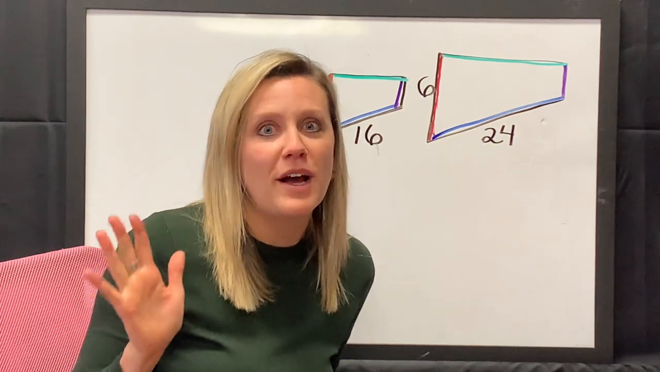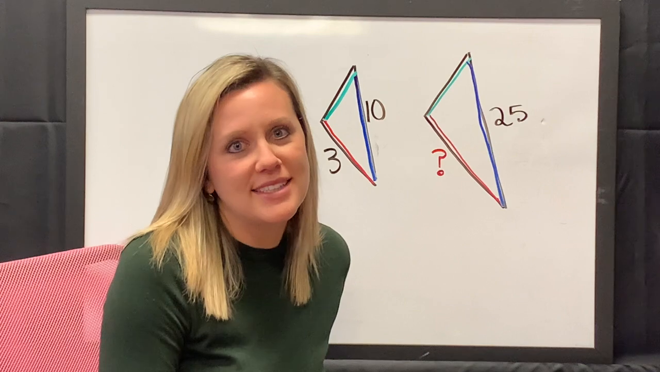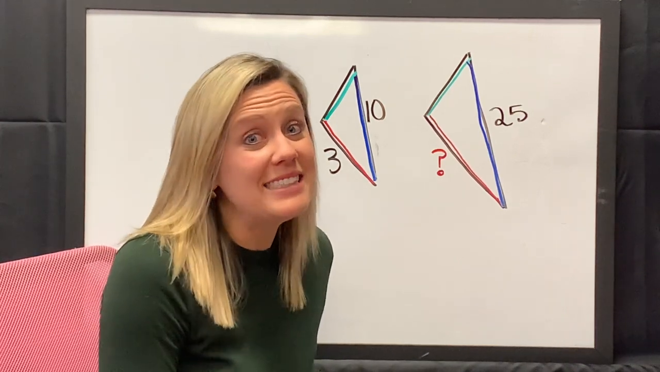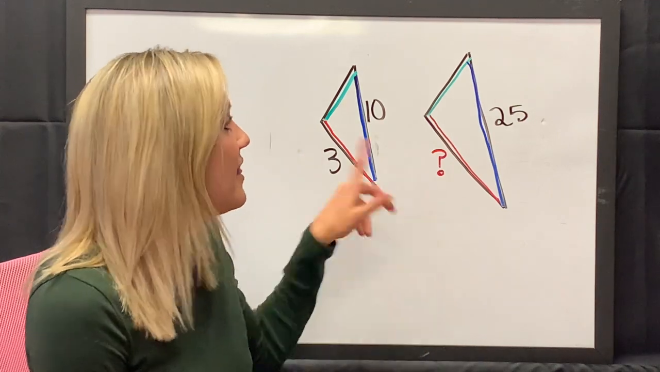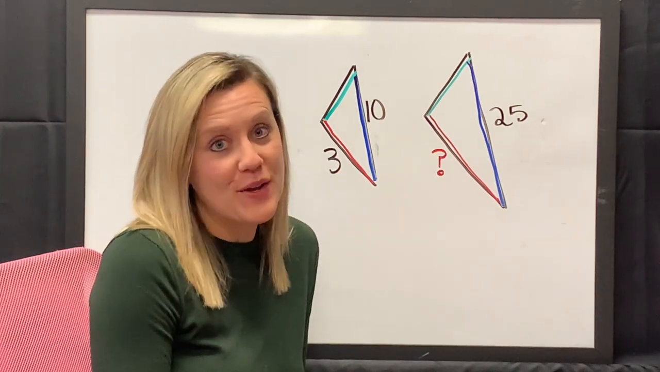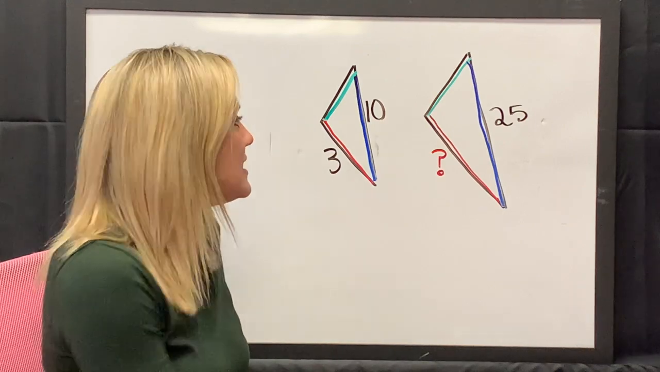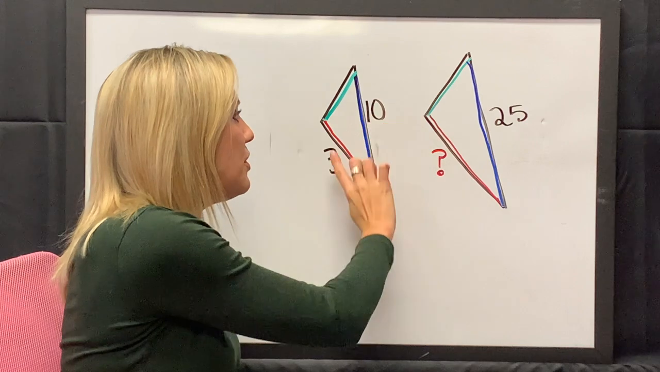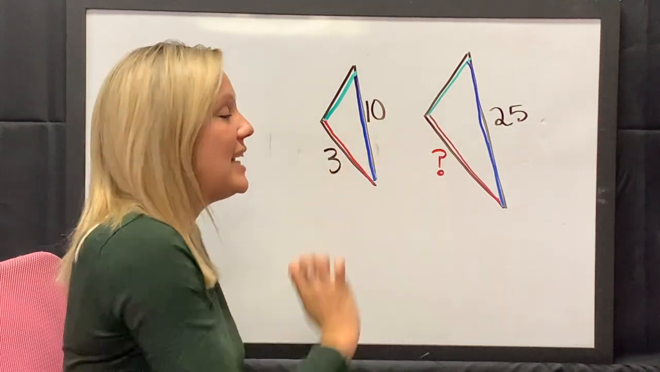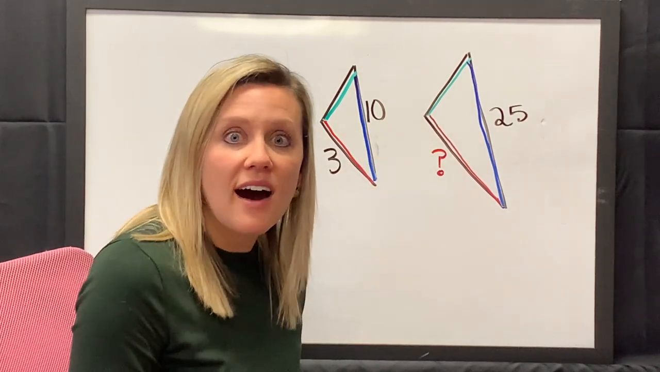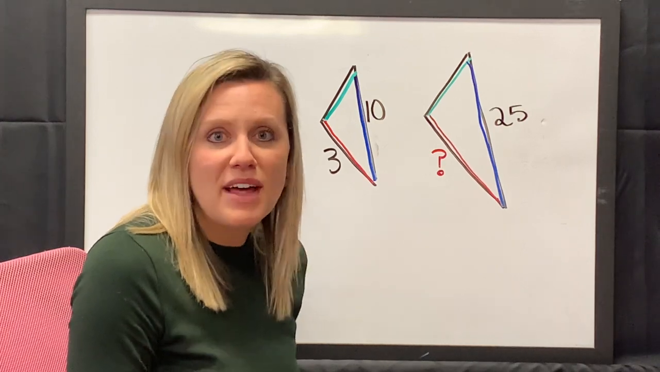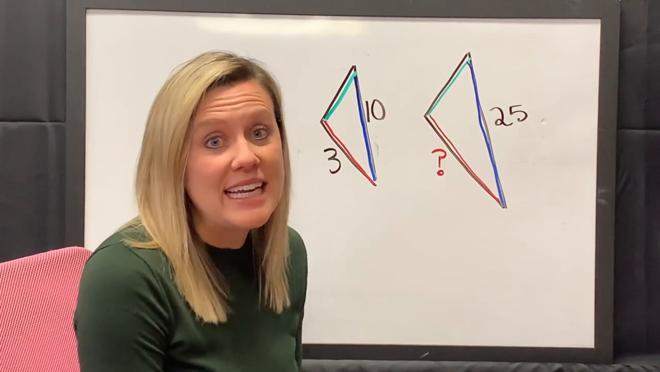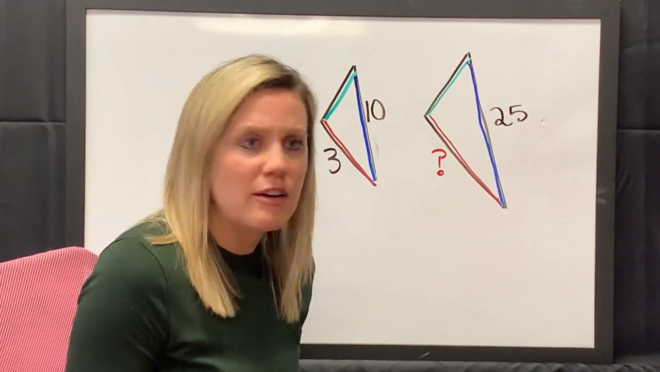Okay, let's do one more. Here is our last example, and I want you to just think about what would be the easiest way to find this missing side length. Okay, so you might see a relationship between the numbers 3 and 10, and you might think, how would 3 get to 10? Or how would 10 get to 3? But honestly, I wouldn't do it that way. That's a lot of thinking. You totally can do it that way, but I see an easier way that has friendlier numbers.